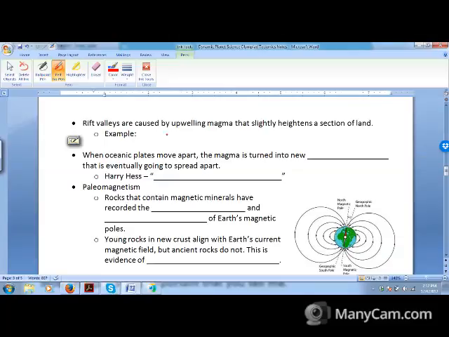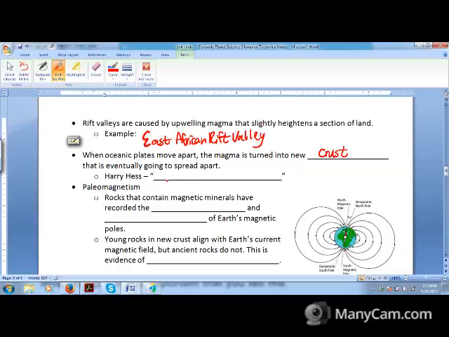So like I said, rift valleys are caused by this upwelling magma that pushes the land up. An example that I'd like you to be familiar with is the East African Rift Valley. You can look up the picture on your own time. It's actually worth checking out. Also, like I said, when these plates move apart, that magma comes up and new oceanic crust forms that is actually going to just spread apart.